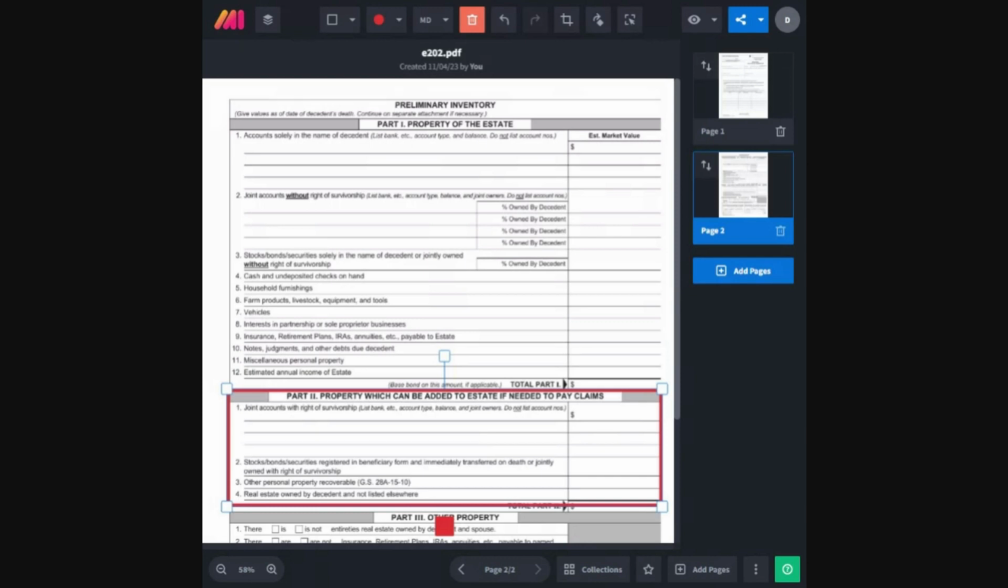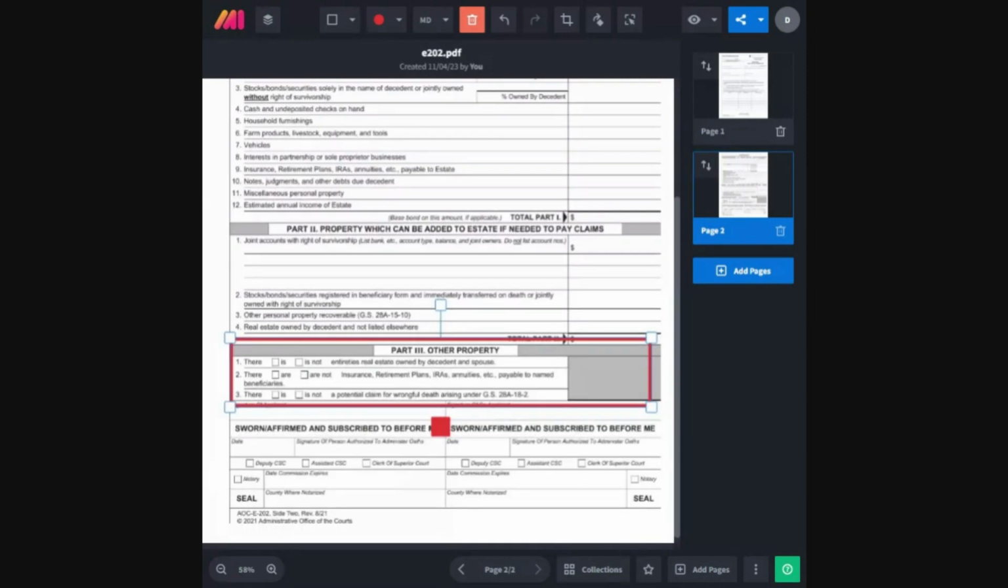However, in part 2, it is asking you to list these items. Although these items typically do not go through probate, in cases where there's not enough funds from the estate to pay off creditors, the personal representative can petition the court to have these things pulled into probate to help pay the creditors off. Now, this isn't something that is automatic. The judge would review and decide if these things are truly needed to be pulled into probate.